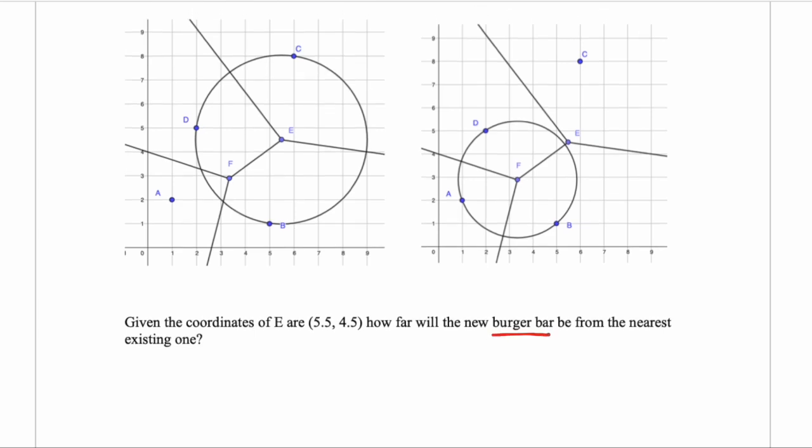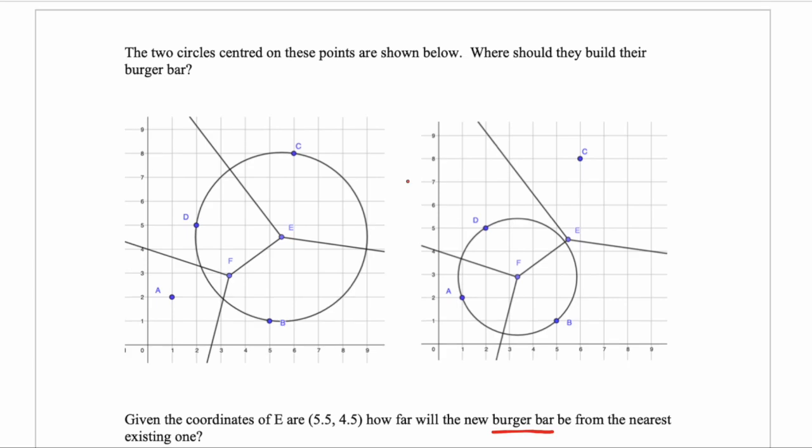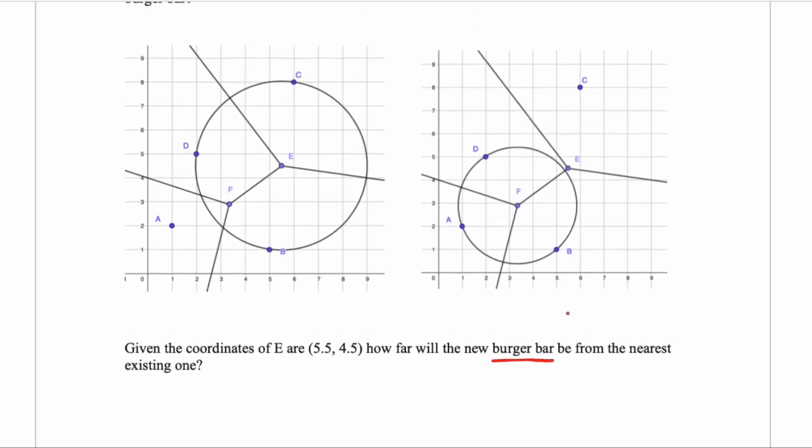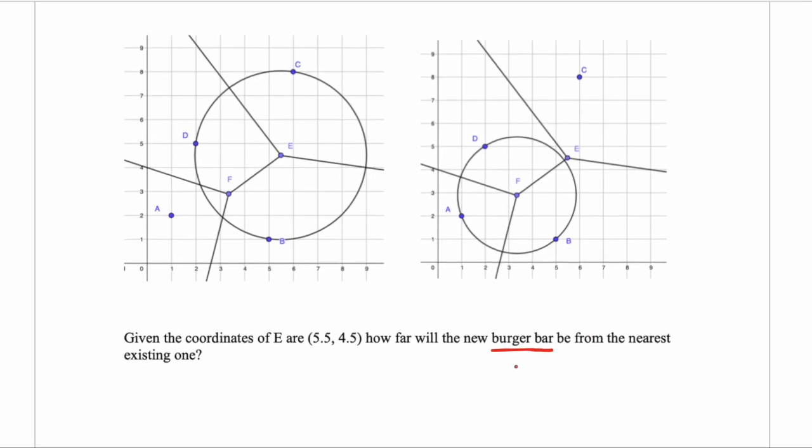Given the coordinates of E are 5.5, 4.5, how far will the new burger bar be from the nearest existing one? This is about a burger bar rather than a toxic waste dump. So let's find that point, 5.5, 4.5. There are existing ones at D, B, and C, so we just use one of those to find the distance, and it should be the same distance because the radius of the circle is the same in all 3 locations.